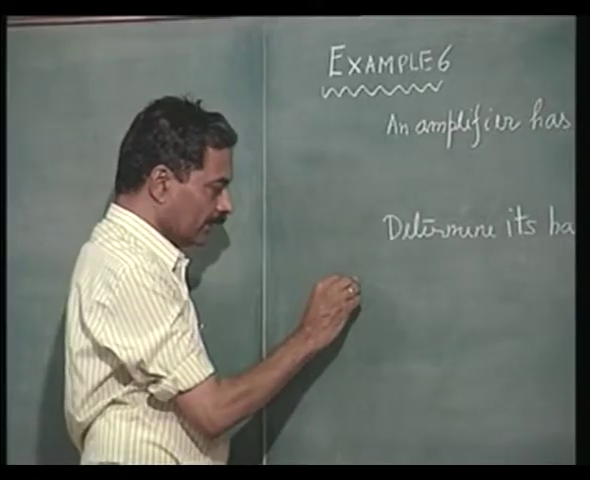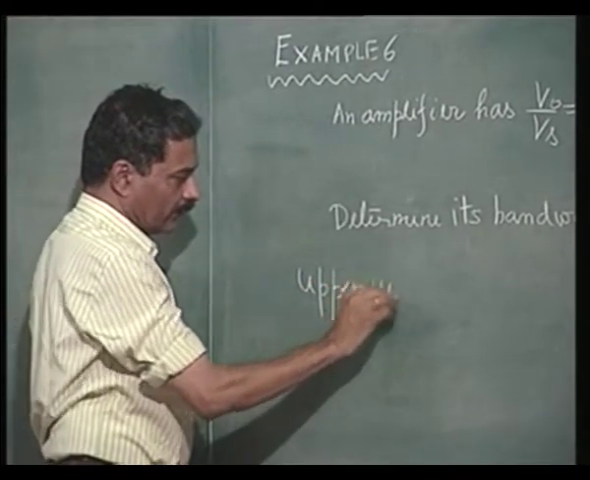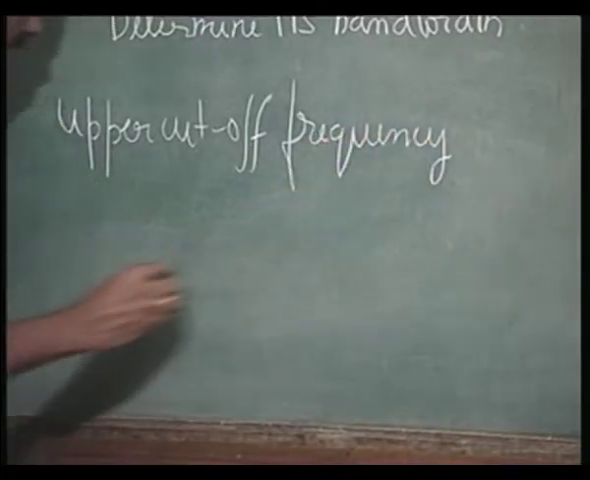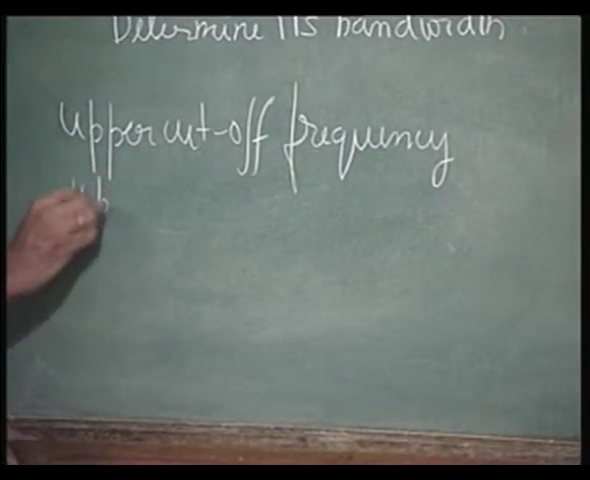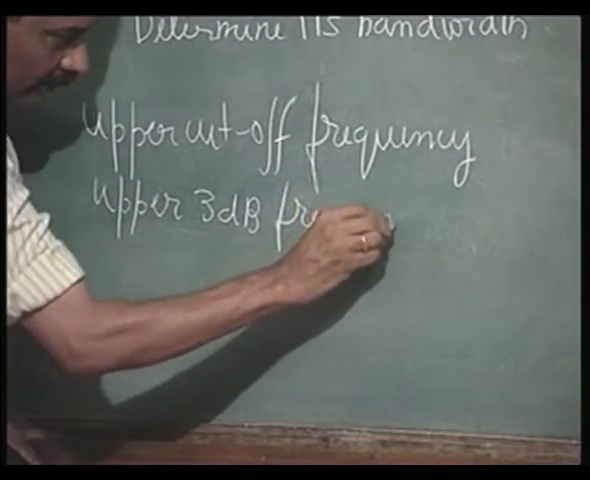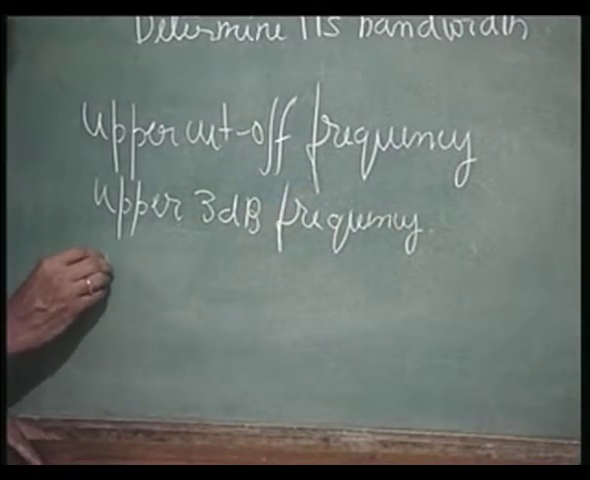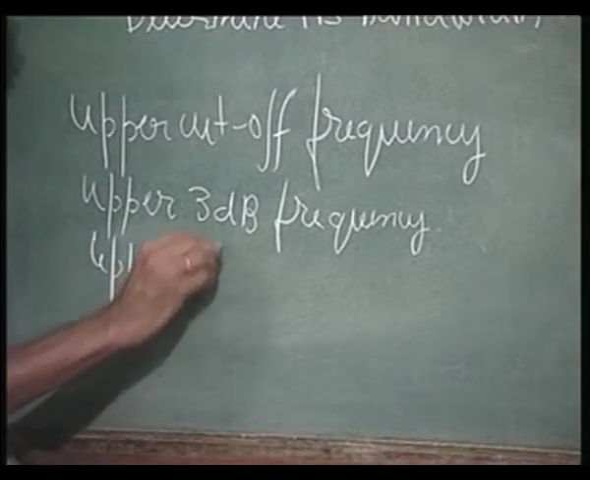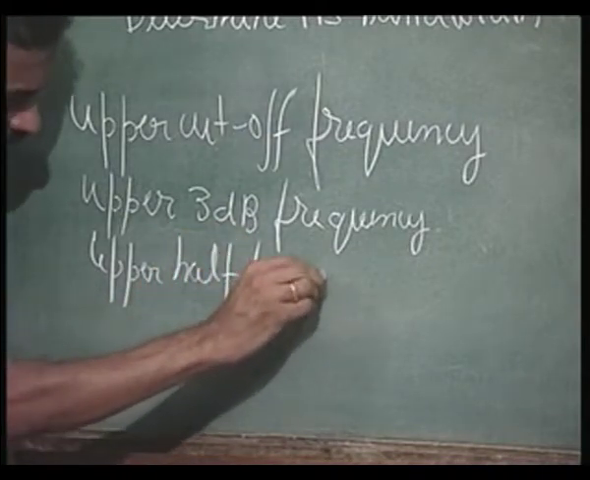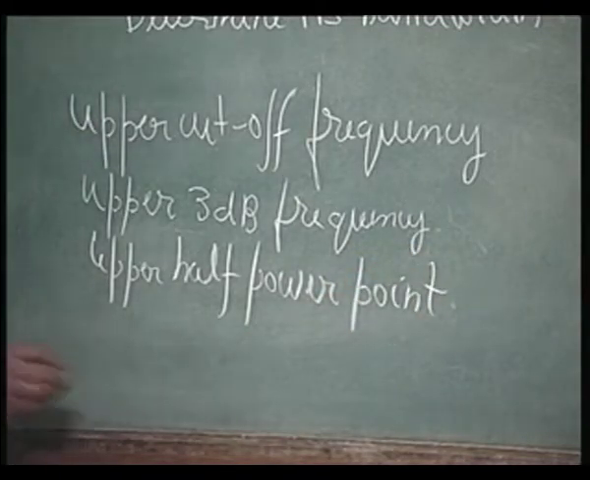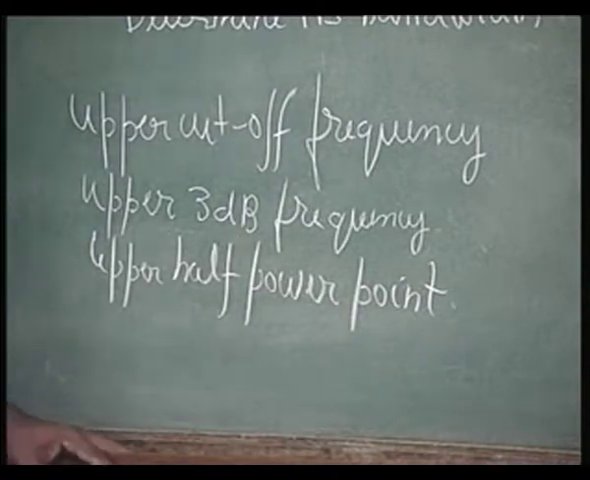Now, I have told you earlier that upper cutoff frequency is the same as upper 3 dB frequency, also same as half power point, upper half power point, also known as upper half power point, upper 3 dB frequency, upper cutoff frequency, all are one and the same.